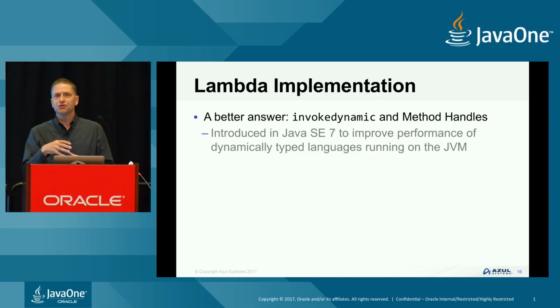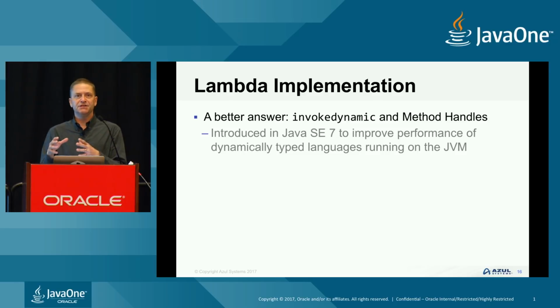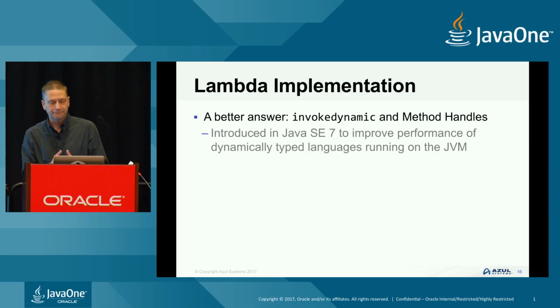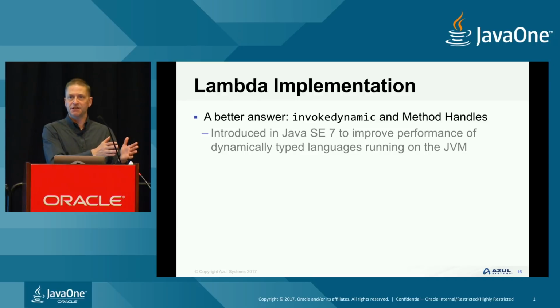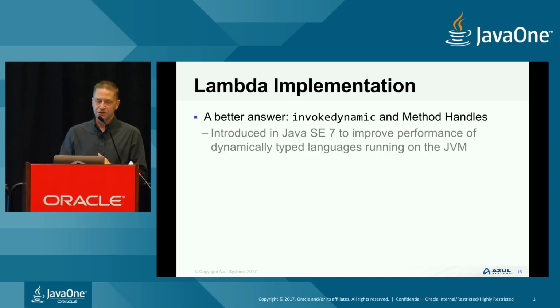So invokedynamic was introduced in Java SE 7 to make life easier for compiler writers who were generating code for the JVM. In JDK 8, it was actually used by Java because in JDK 7, Java didn't use it. So in JDK 8, Lambda expressions use the invokedynamic bytecode.